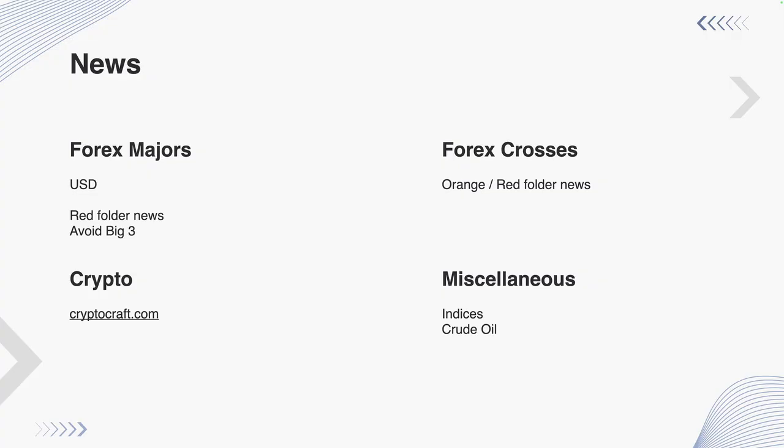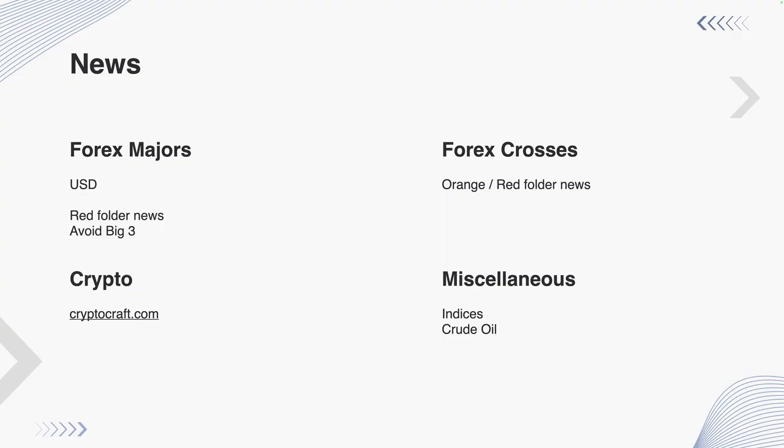When we talk about news, we again talk about Forex Factory. And when we go to Forex Factory, we will see certain news for the Forex majors right here, and the Forex majors is all the ticker names that have US dollar. So Euro US dollar, GBP US dollar, US dollar JPY, those are the Forex majors. When we have US dollar on that day, that's exactly a day that we potentially want to look at a Forex major. Red folder news is what we want to trade. We want to again remind ourselves, avoid the big three. For Forex crosses, we want to focus on orange and red folder news right there.